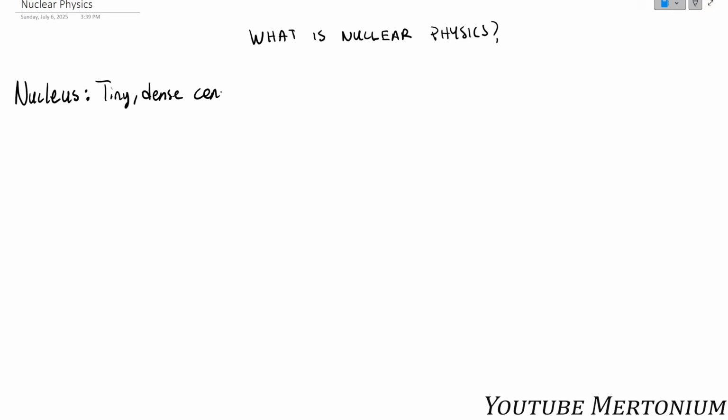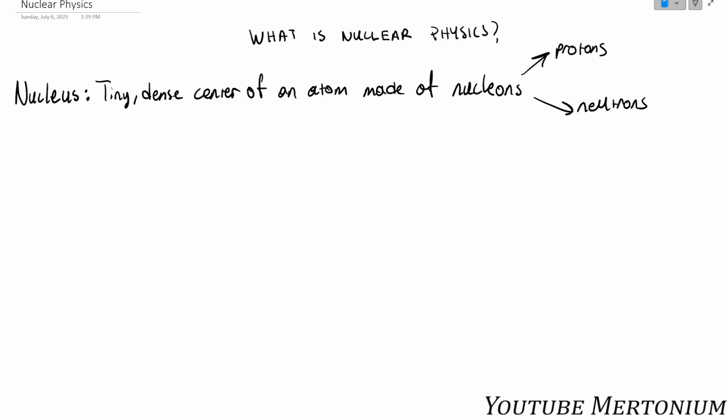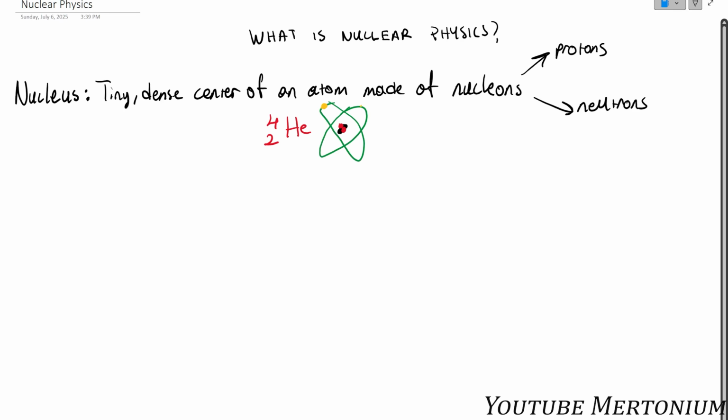I'm Mert, and in this series I will walk you through the fascinating world of the atomic nucleus, step by step. At its core, nuclear physics is the study of the nucleus, the tiny, dense center of an atom, made of positively charged protons and neutral neutrons, which we collectively call nucleons. Here is a simple drawing of a helium atom, which contains 2 protons, 2 neutrons, and 2 electrons around it. This part here is what we call a nucleus.